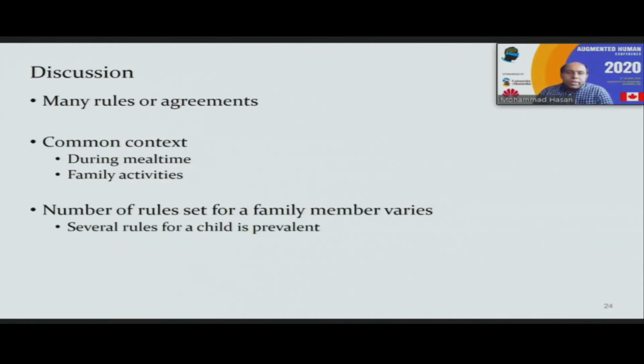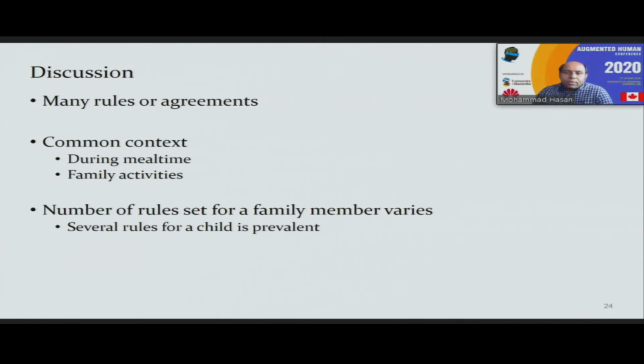Now, I'd like to quickly summarize what we found from our study. Our results showed that people have many rules or agreements with their family members to limit their smartphone usage. We also observed that there are several common contexts. For instance, mealtime is one of the common contexts in which people set rules to restrict co-located smartphone usage. We also observed that the number of rules set by family members varies.